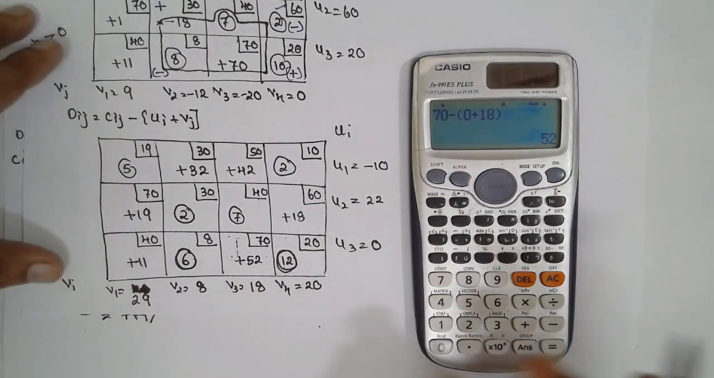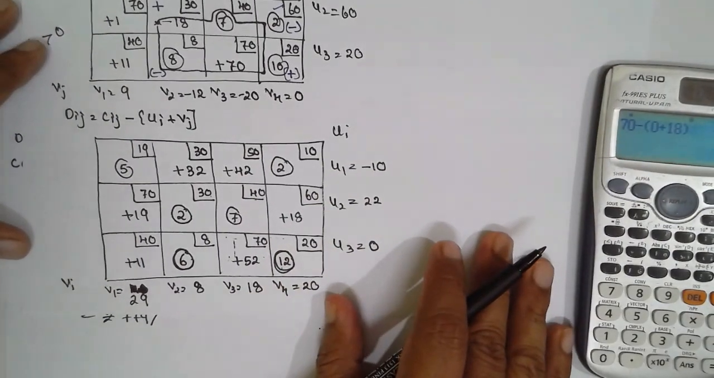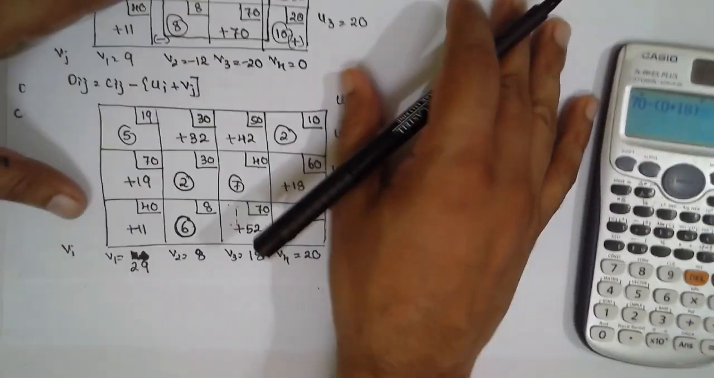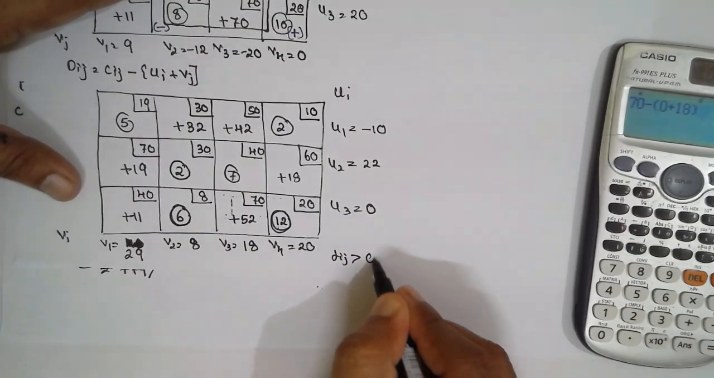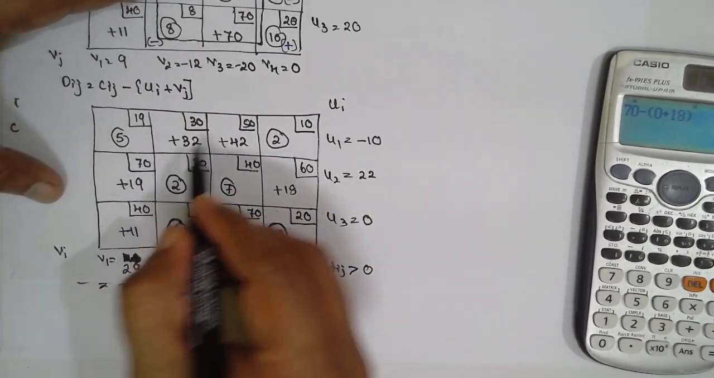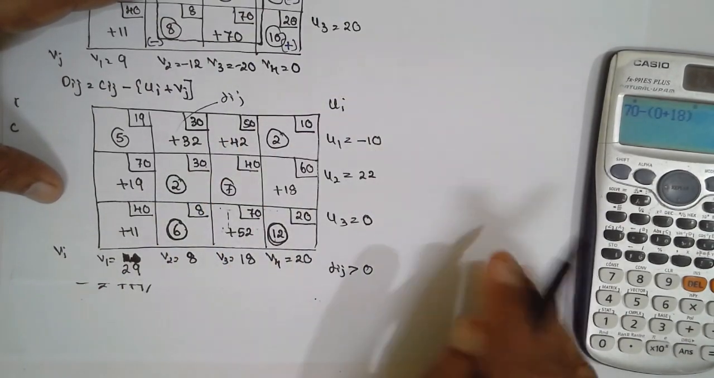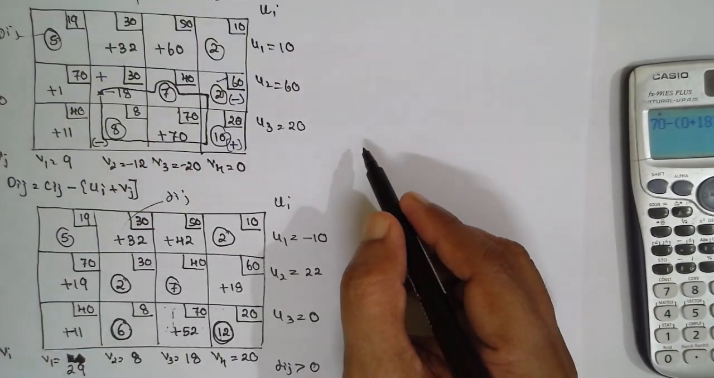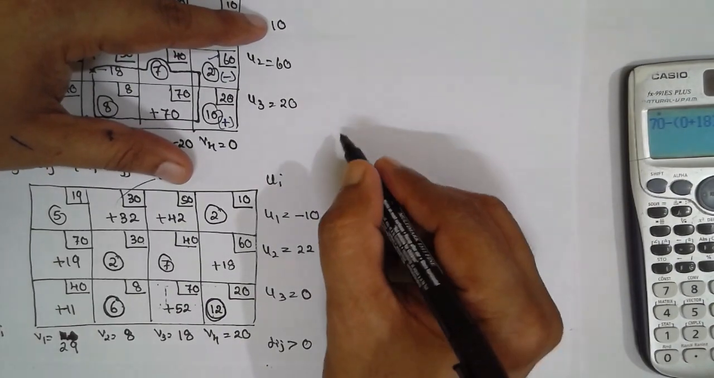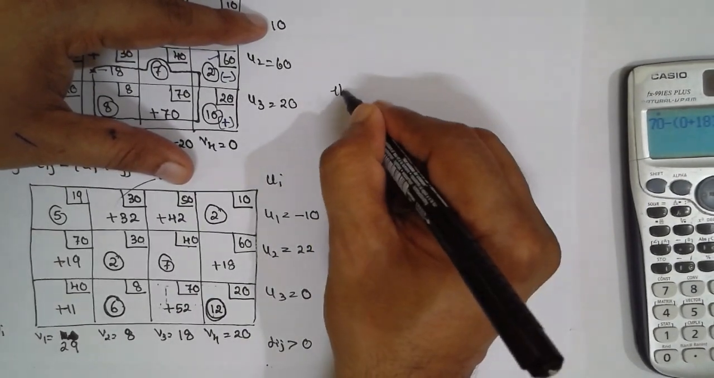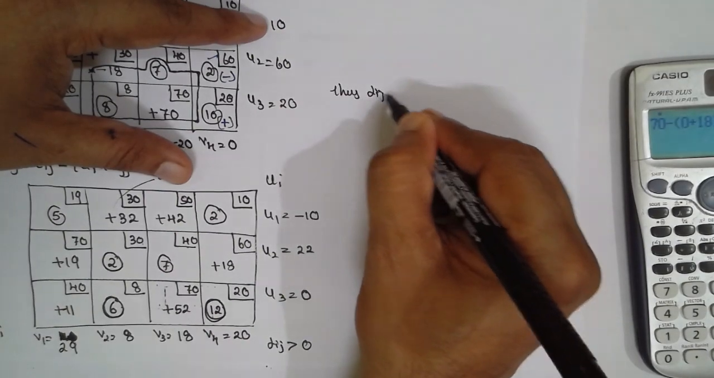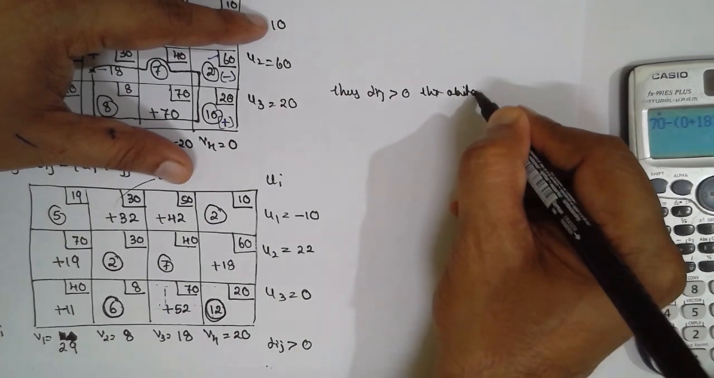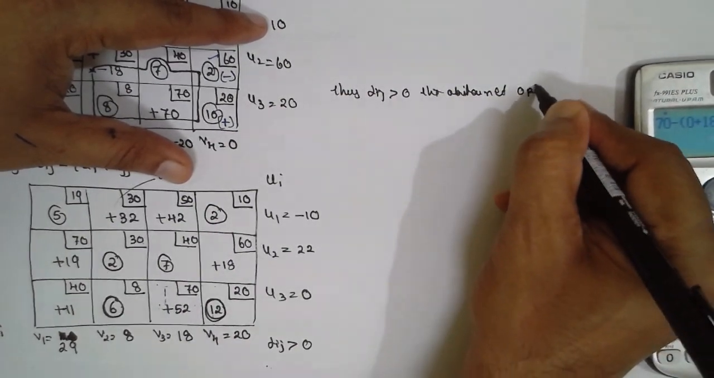That means the DIG value is greater than 0. There is no negative term here. Therefore, the system is optimum. I will write here, DIG is greater than 0. These are referred to as DIG values. Since they are greater than 0, the system is an optimum solution. Now, we can minimize the transportation cost based on this. Thus, DIG is greater than 0, optimal solution.